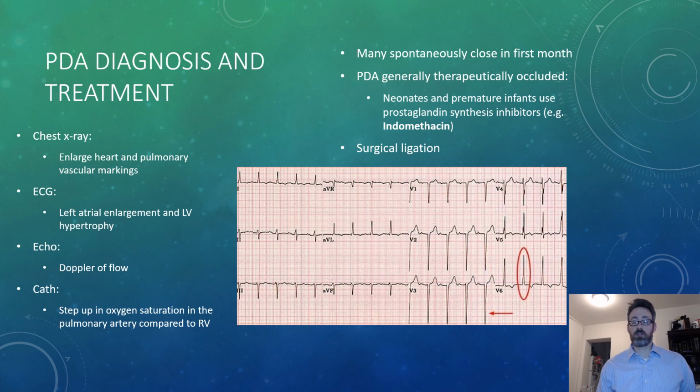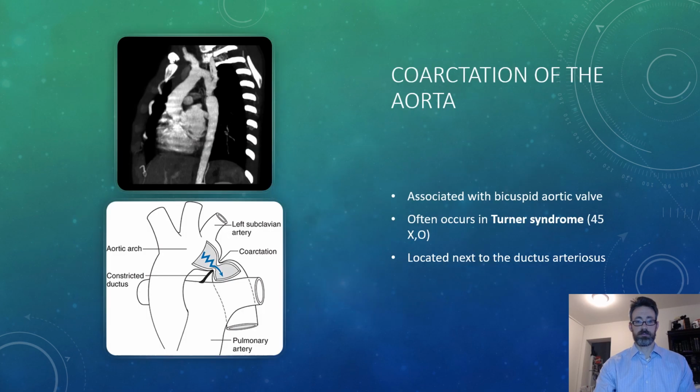Otherwise, you could opt for surgical ligation and actually cinch it off. And this ECG is just showing you these peaked R waves right here, which have been circled, and these deep S waves on the opposite side there, indicating that you have some type of hypertrophy, left ventricular hypertrophy.